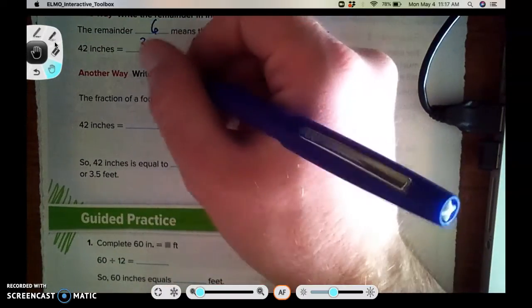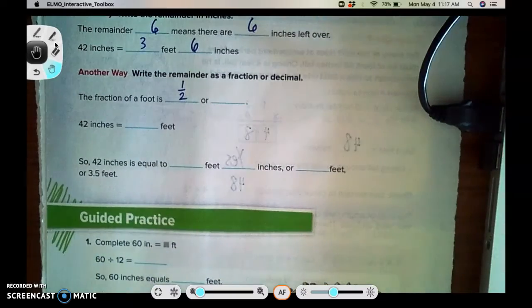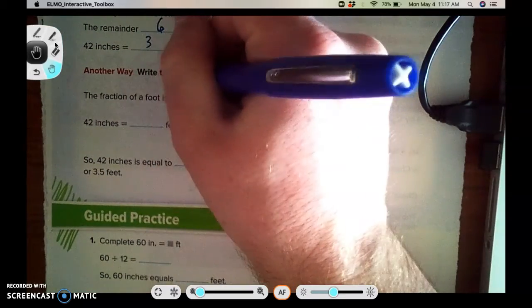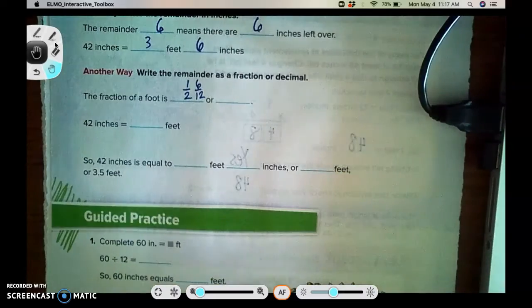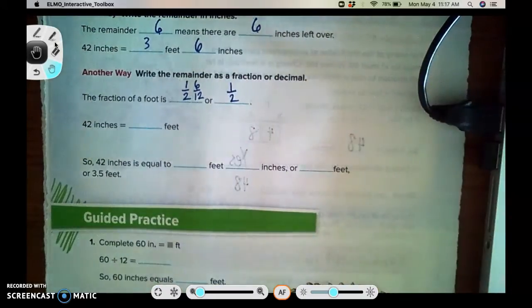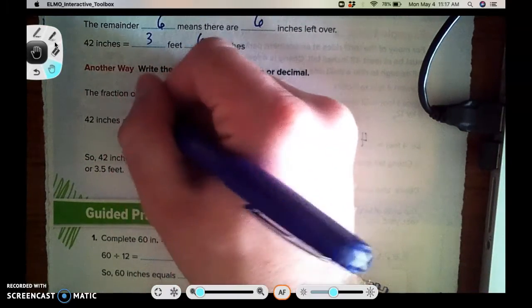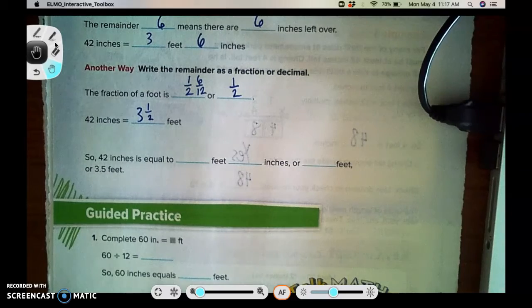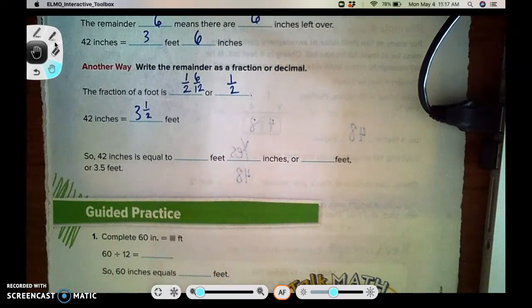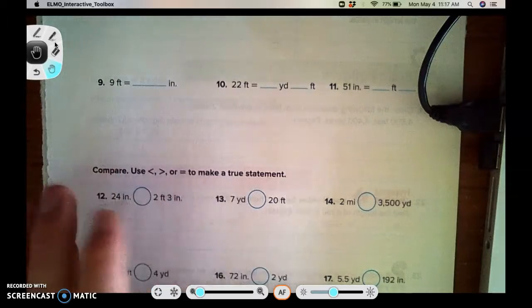If we wanted to, the fraction of a foot is 1/2, because 6 inches out of 12 is the same as 1/2 of a foot. So 42 inches, you could also say, is 3.5 feet. Again, I'm not super concerned about that. Or if it wants you to do it as a decimal, if you wanted to write half as a decimal, feel free: 3.5 feet. But, like I said, don't worry about it. Let's do just a couple on this one.